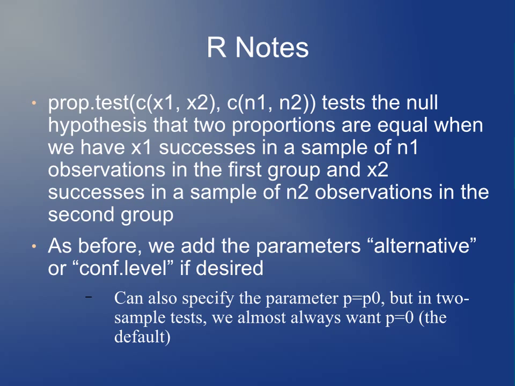In general, if you say prop.test and give it two values x1, x2, and n1, n2, it will test the null hypothesis that the two proportions are equal, when you have x1 successes out of n1 trials and x2 successes out of n2 trials in the second group. And once again, you can add the parameters alternative or conf.level if you want. You can even specify the parameter p equals p0, the difference between the two groups under the null hypothesis. In practice, though, you almost always want that to be equal to 0.